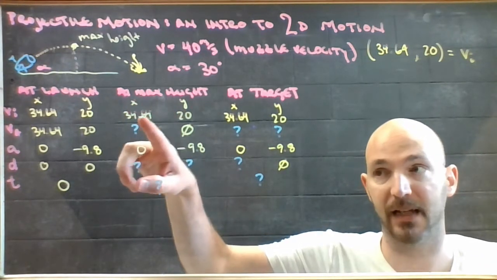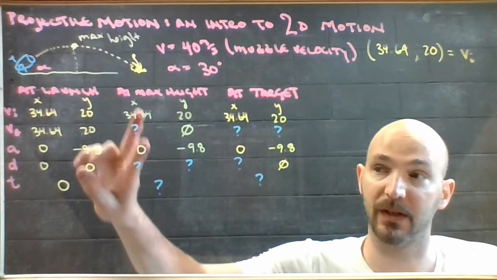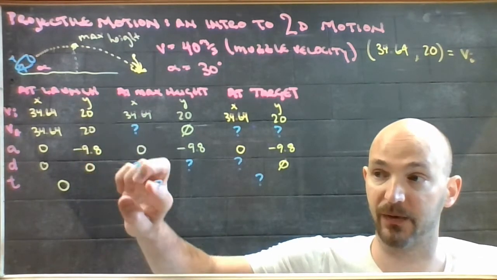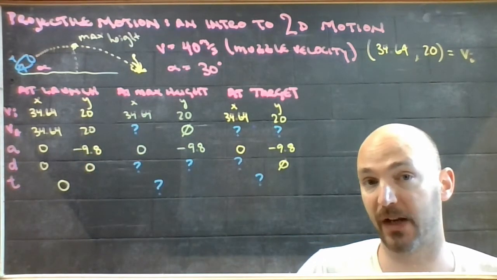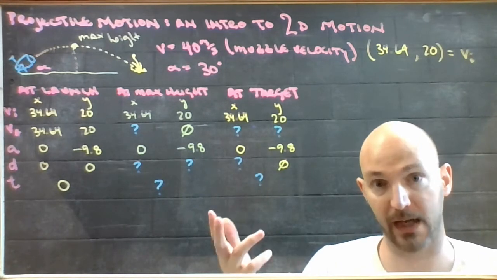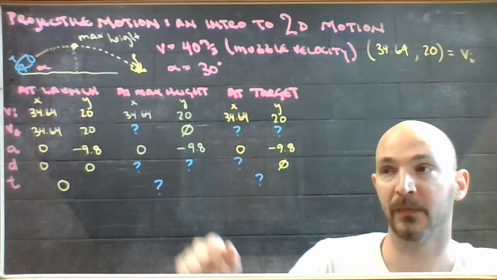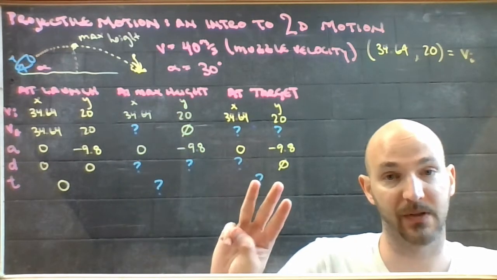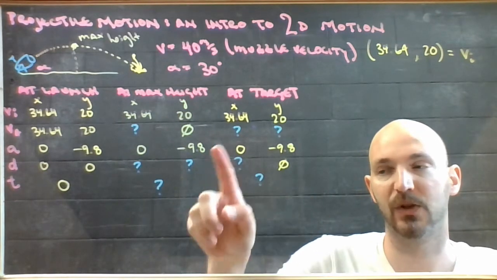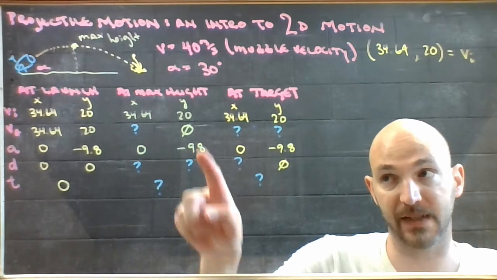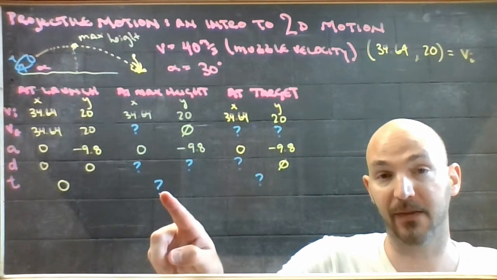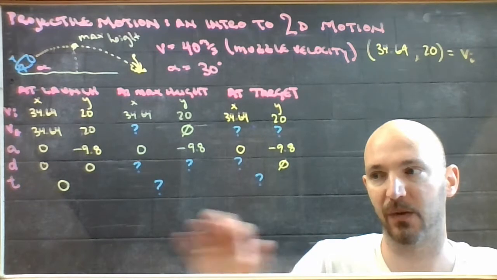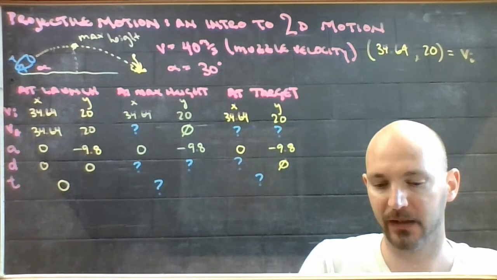Horizontally at the max height, I have 2 numbers and 3 question marks. 1, 2, 3. That's not enough information to make any progress. So we're kind of stuck on that column. I look at this column. I have 1, 2, 3 numbers. So that should be enough to allow me to solve both the distance in this position and the time in that position. So I'm going to try and fit that down here.